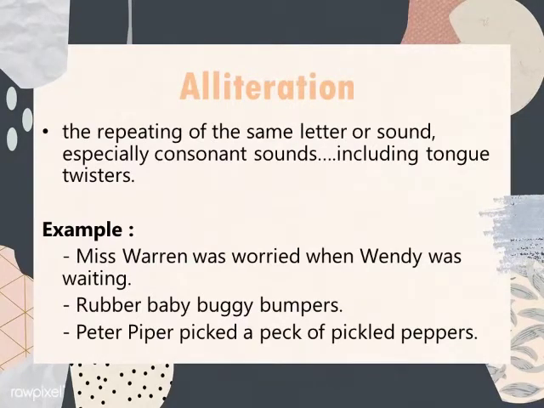And the next is alliteration, the repeating of the same letter or sound, especially consonant sounds, including tongue twisters. Example: Miss Warren was worried when Wendy was waiting. Rubber baby buggy bumpers. Peter Piper picked a pack of pickled peppers.